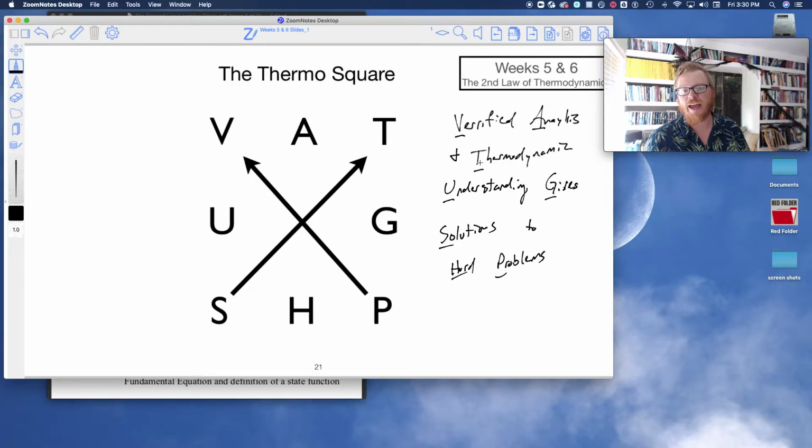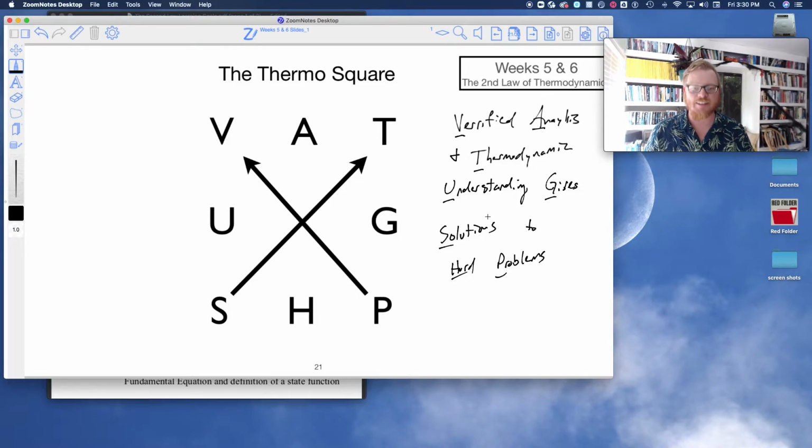Okay. VAT, UG, SHP. Now, this is what my grad professor gave us. I will tell you right now, none of my friends in grad school actually used this one. We came up with our own, and it was kind of crude and had some dirty words in it. I'm not going to tell you what it is. You have to come up with one yourself.